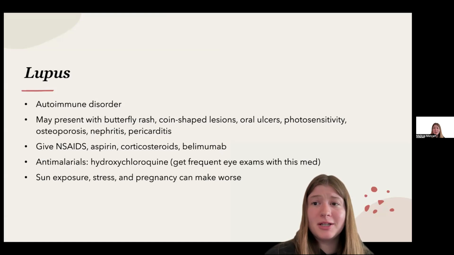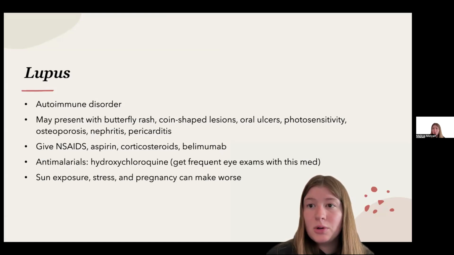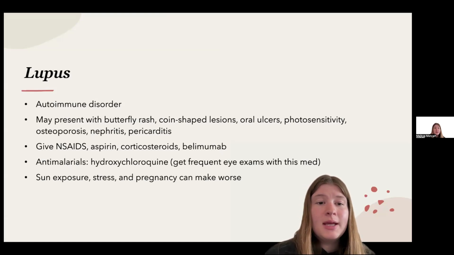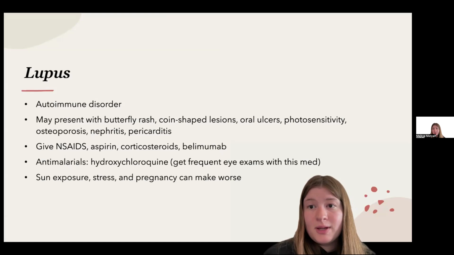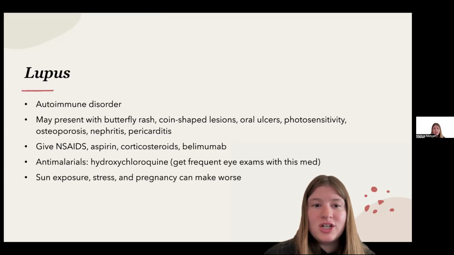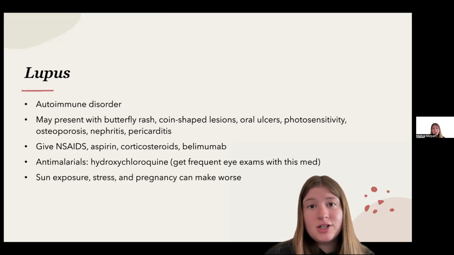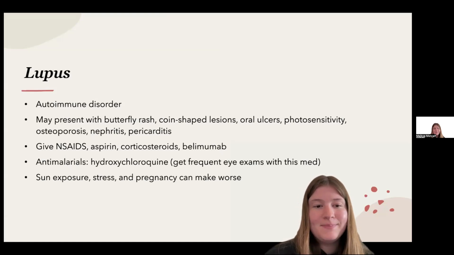For lupus, we want to make sure we're giving our patients NSAIDs. They might get some aspirin, corticosteroids to help out, and then they might also get belimumab. Something else that you're going to see given with lupus is anti-malarial medications such as hydroxychloroquine. And we really want to make sure that when patients are taking this medication, they are getting frequent eye exams because this one is pretty damaging to the eyes.